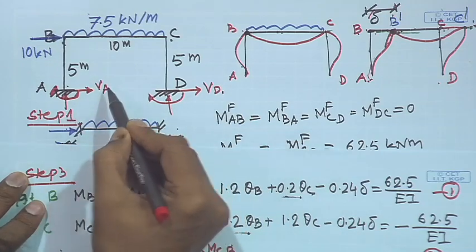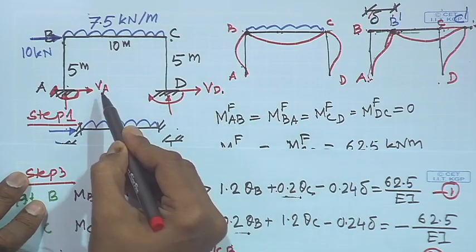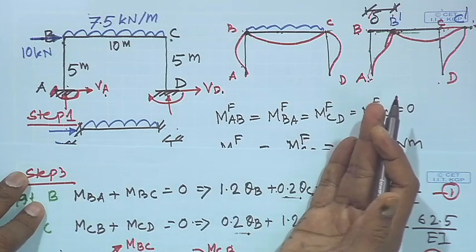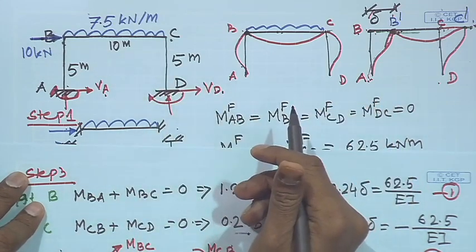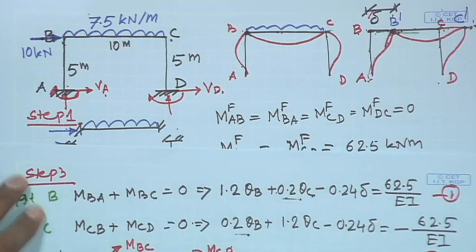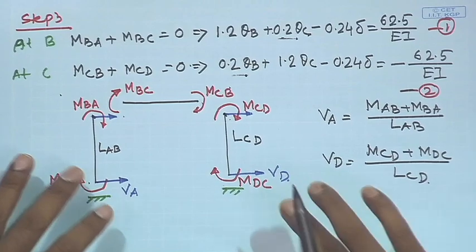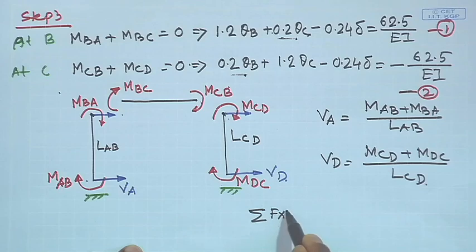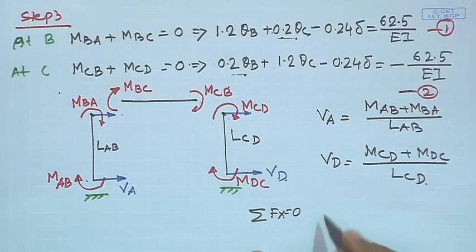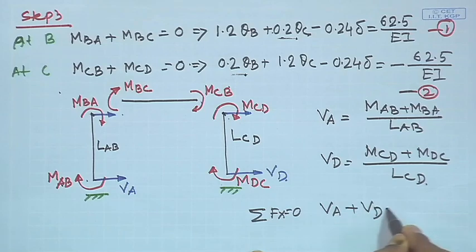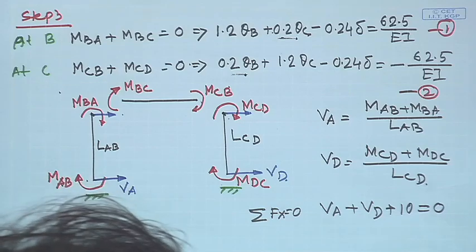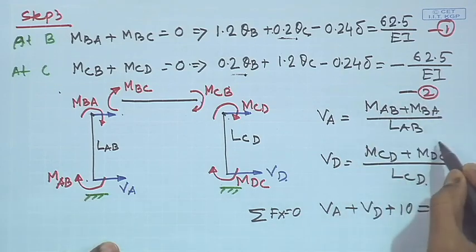Right. Now, equilibrium says that total VA plus VD plus this horizontal force should be equal to 0, that is summation of Fx is equal to 0, the equilibrium condition, right. So, summation of Fx is equal to 0 gives us that VA plus VD plus the externally applied load 10 kilonewton should be equal to 0, isn't it? Now VA is equal to this and VD is equal to this.